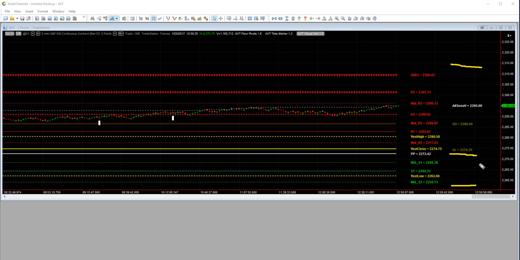So that's just a little supplement to the floor trader pivots, so that you'll be able to understand what those are and how they appear on your chart.